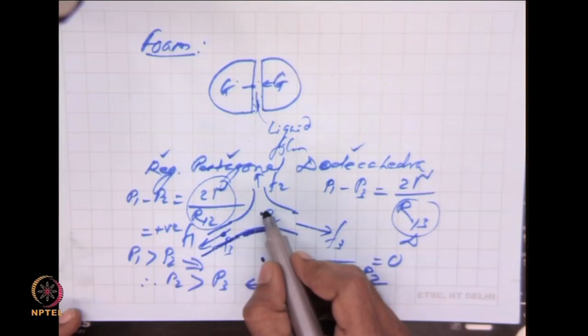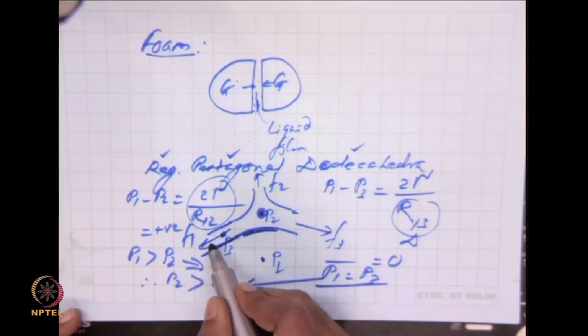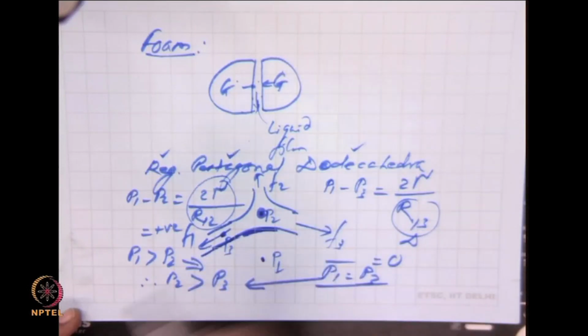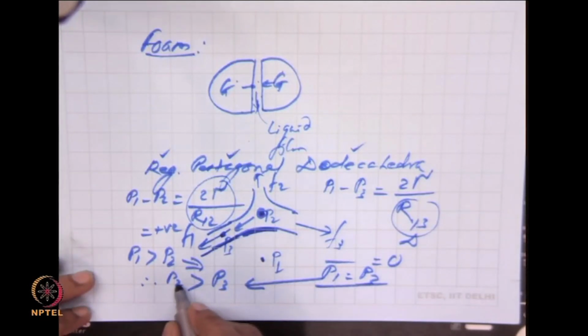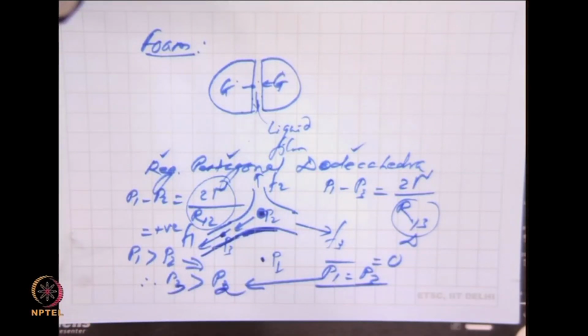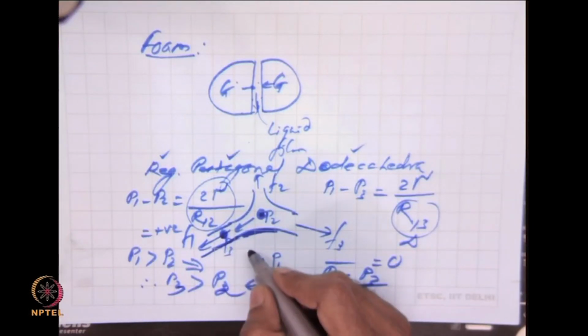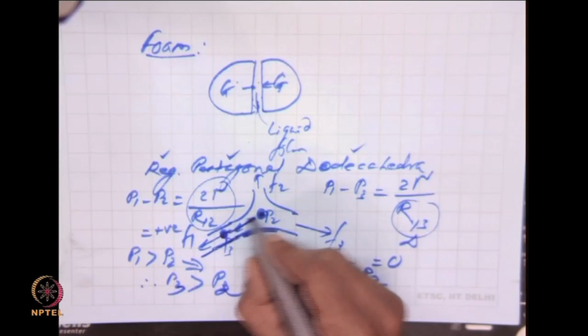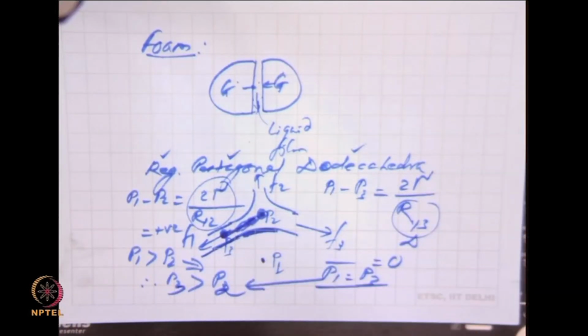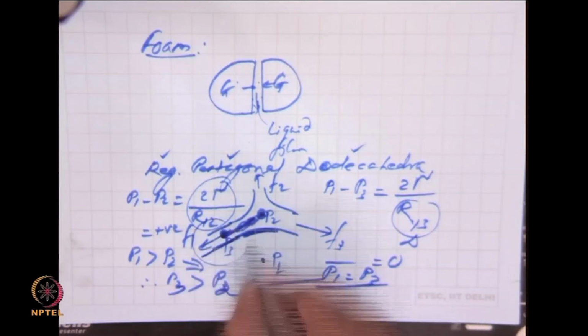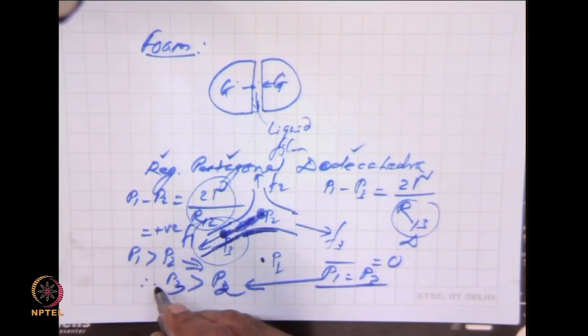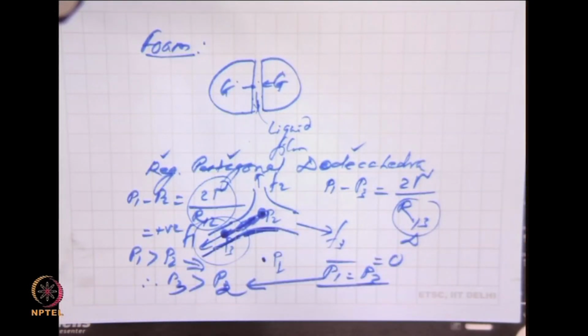The liquid will flow from a higher pressure region to a lower pressure region. Right. You have P1 equal to P3, P1 greater than P2, so P3 is greater than P2, which means the liquid flows from P3 to P2, the reverse of what I was saying, right, which means the liquid is flowing from the flat region of the film towards the center of the Plateau borders. Okay.